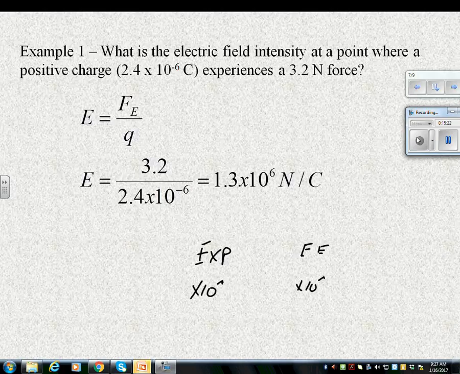Okay? So with your calculator, you're going to go 3.2, and you should do this with me, divided by 2.4, and then to get the times 10, EXP or EE, whichever one you have, and it'll put a little symbol in there. And then you go minus 6, and you should get 1333333.333.